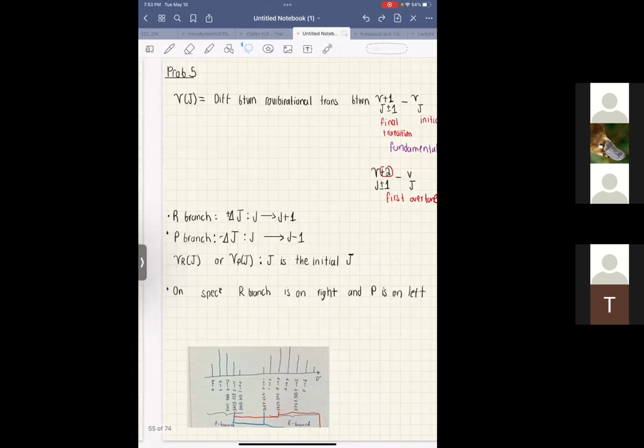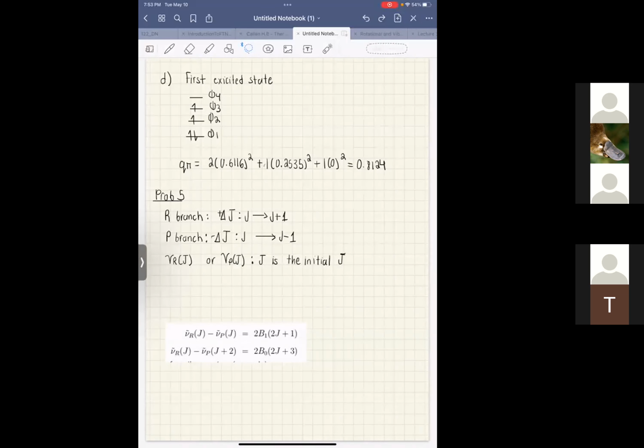Problem 5. Okay. So before I do problem 5, I want to talk about rovibrational transitions. Rovibrational transitions follow a selection rule in which J can increase or decrease by a quantum number. In this case, J can only change by 1 quantum number. I should have written this down, but the selection rule for J is either +1 or -1. So it can either increase or decrease the quantum number.